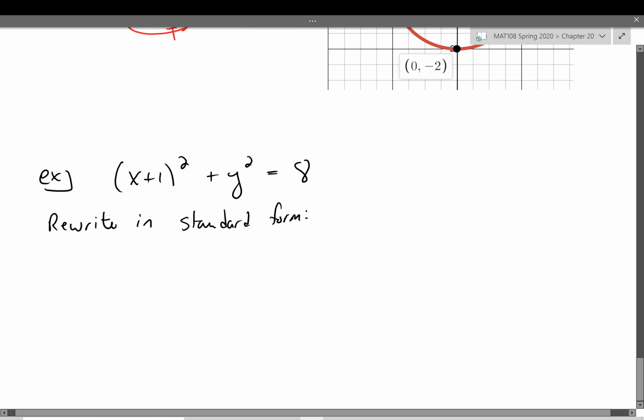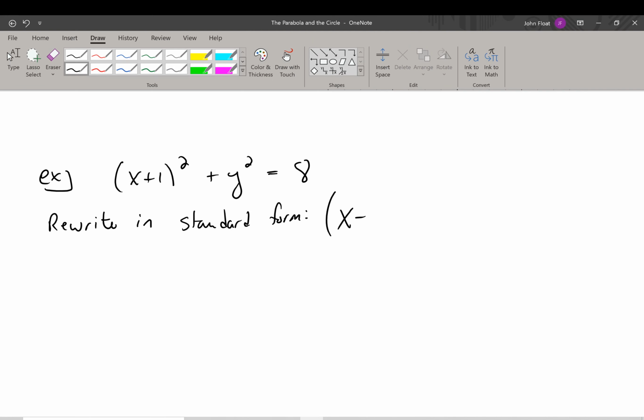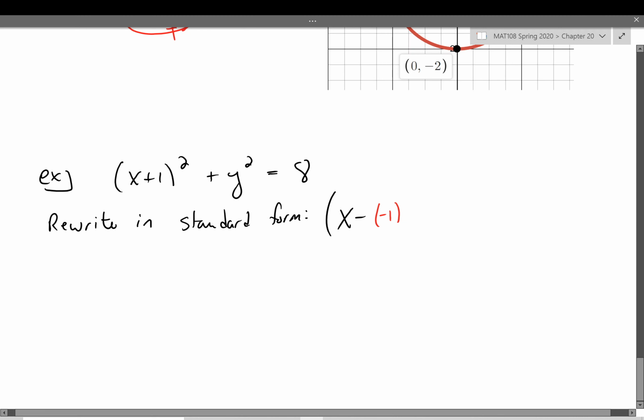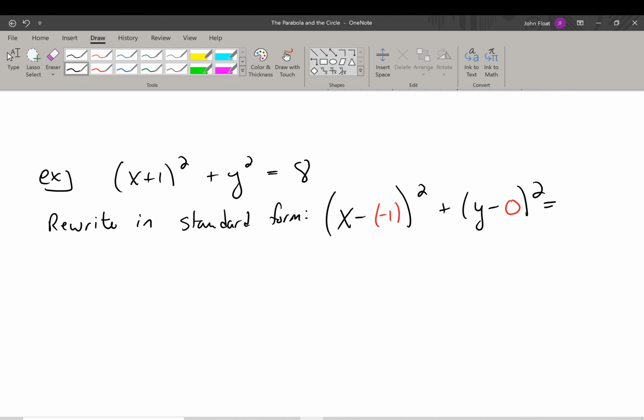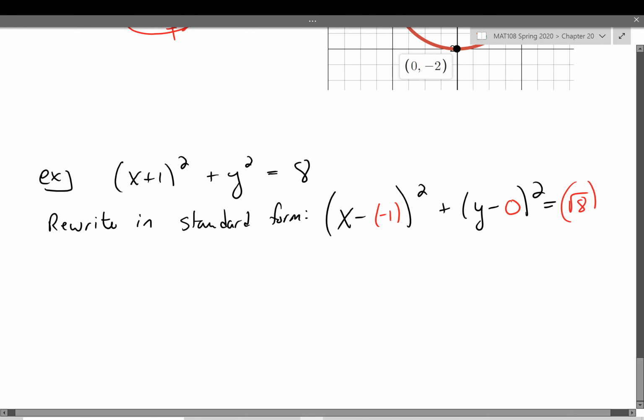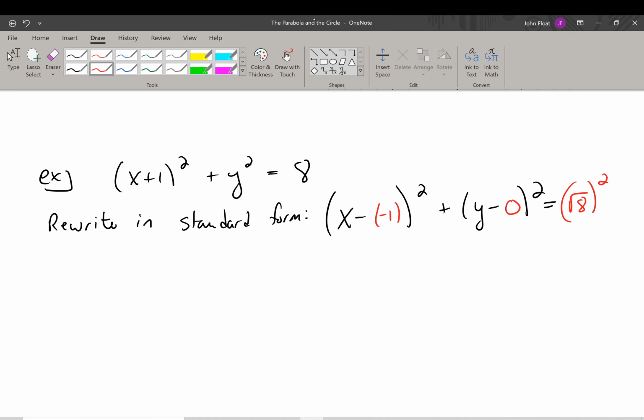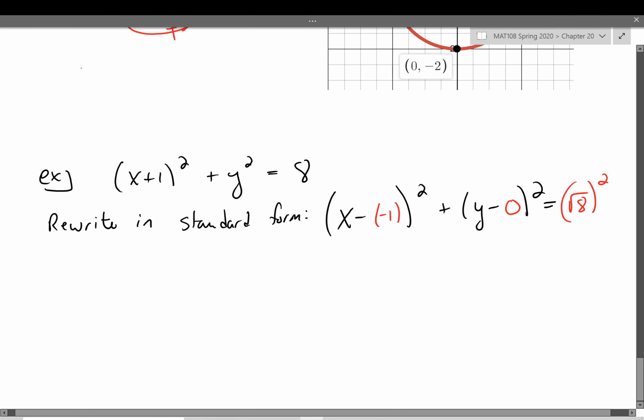Actually, let me write the important pieces in red. So this is going to be x minus, now here's the important part, negative 1, squared, plus y minus 0, squared, equals the square root of 8, squared. Now, I know this is going to look confusing at first, so let me write this stuff out directly underneath.